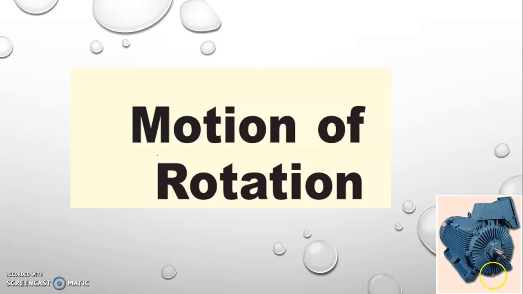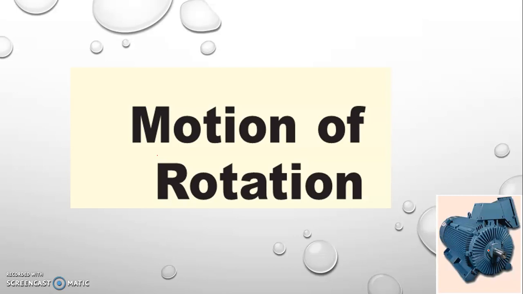Here in this figure you can see a motor. At the center you can see a shaft. The motion of the shaft will be called a rotation. The shaft will be moving around its central axis. Whatever particle is there in the shaft, it will be moving around the central axis. So we will be going into detail with the motion of rotation.